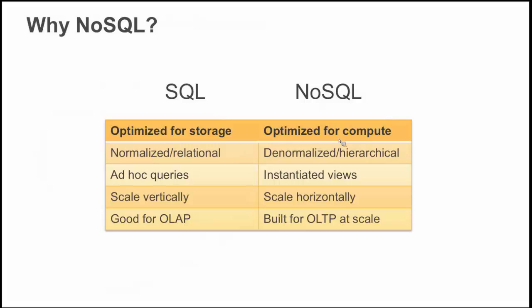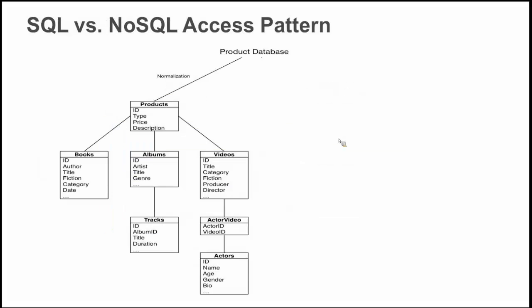Unfortunately, it scales vertically. And that is a problem, right? Whereas NoSQL is really built for OLTP at scale, right? It's denormalized hierarchical structures that represent the instantiated views, the results of the queries that I would execute against my SQL server. And it scales horizontally. It can be distributed across multiple instances or multiple physical devices. And this is very important because now we can start to look at data sets that exceed the ability of a single system to process. So this is where we get some value out of NoSQL.